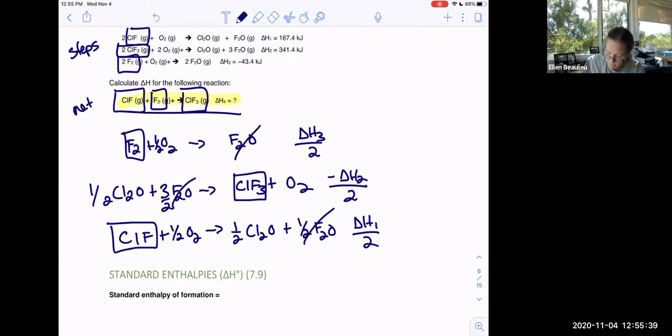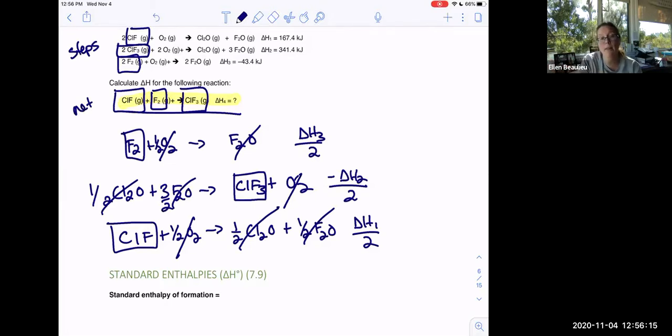All right. I have 1/2 Cl2O over here. I have 1/2 Cl2O over here, so those go away. I have half an oxygen and half an oxygen. So 1/2 plus 1/2 is 1 mole. I have 1 mole over here, so those go away. That's another way to check your work, is to make sure that everything that's not in your net reaction cancels.